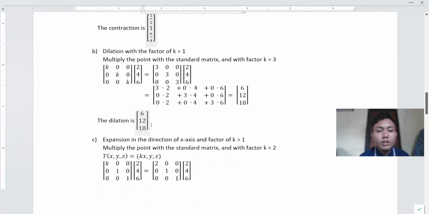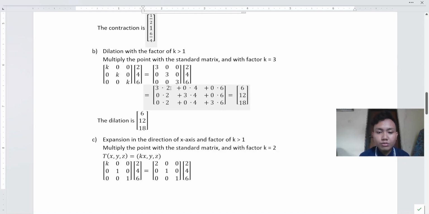And the dilation with the factor of k is more than 1. So because the factor of k is more than 1, we can use, for example, a factor of k equal to 3. So multiply the point with the standard matrix. Here's the standard matrix form. You can just replace the k with 3. By doing that, we get this standard matrix, and then we can multiply that with the point that is 2, 4, and 6.